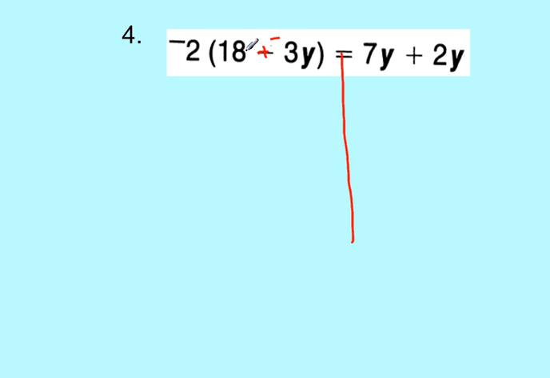So we're going to distribute negative 2 to 18. So that's going to give us negative 36 plus negative 2 times negative 3. Okay, that's going to give us 6y. Okay, and that is all equal to, well, can we simplify 7y and 2y? Sure, we'll make that 9y.